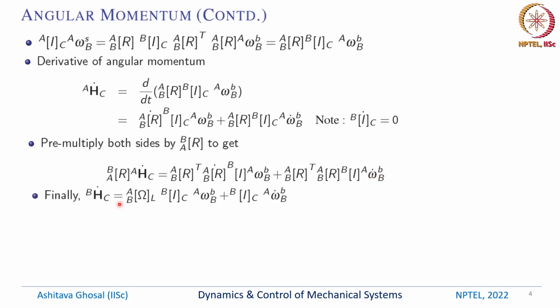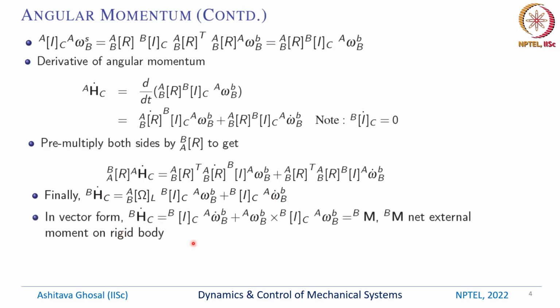Okay, so finally we can now see that this is the angular momentum in the B coordinate system. And what is this? This is R transpose R dot, so this is the left skew symmetric matrix into BI. Okay, and then we have this A omega B, which is here. And then these two become identities. So we have BIC into A omega B dot, the derivative of the body fixed angular velocity vector.